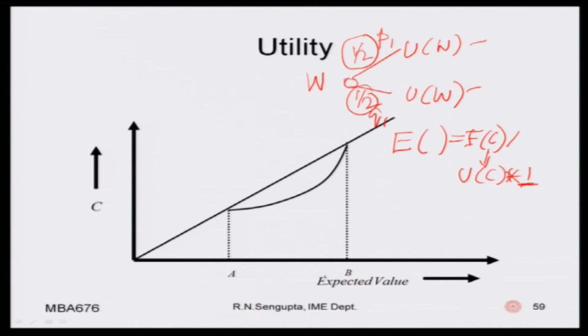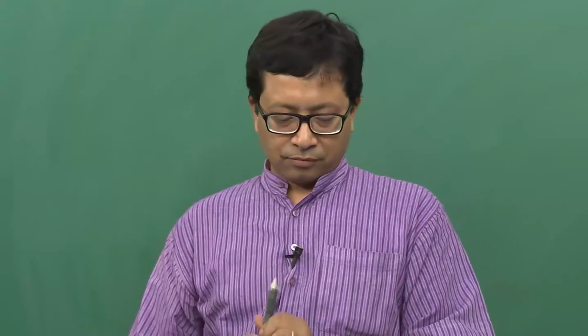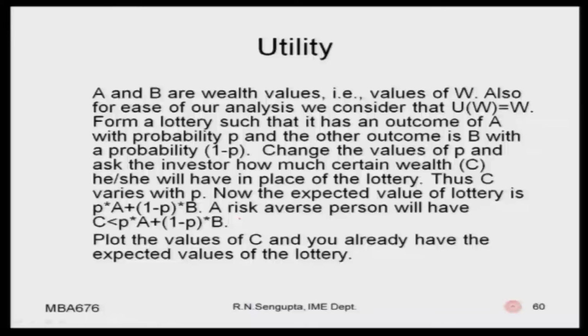As you keep changing them, you will try to find a convex combination of A and B such that the overall expected value of A and B in the long run is exactly equal to C, so that the certain equivalent for that decision maker can be found out. We will consider very simple examples later on as we do the problems in portfolio analysis. Now, A and B are wealth values. For the time being, and for the case of our analysis, we consider U(W) a linear function, which is W.